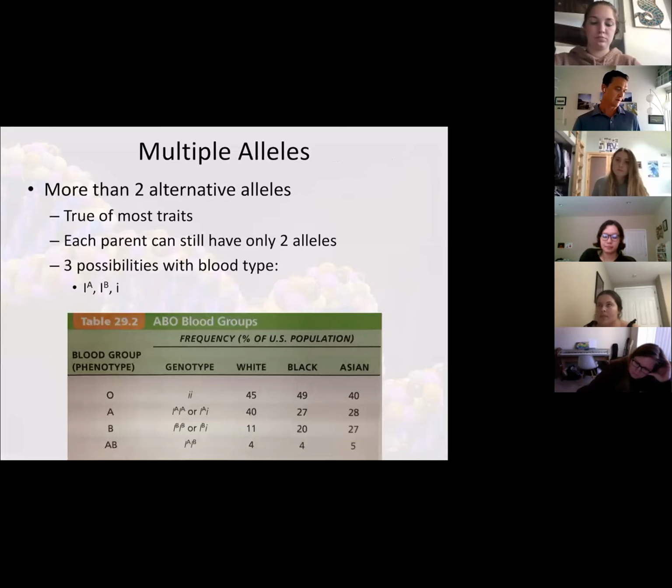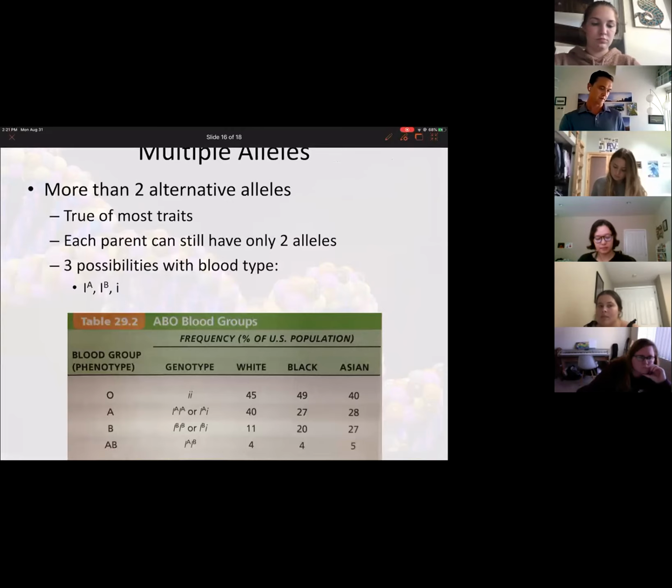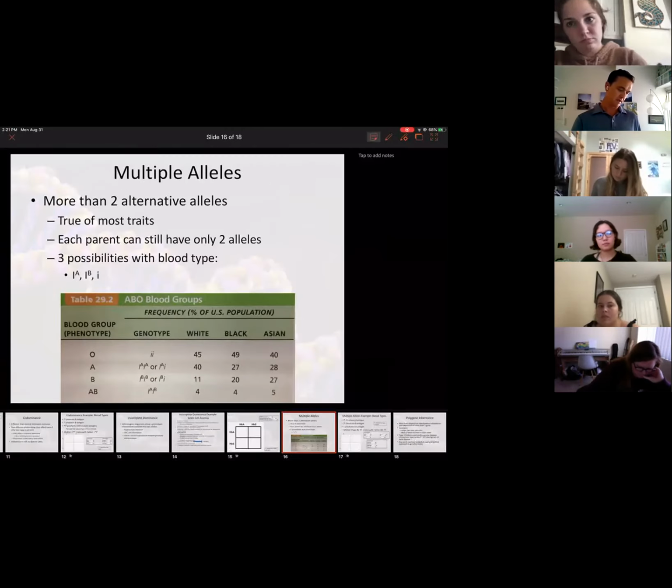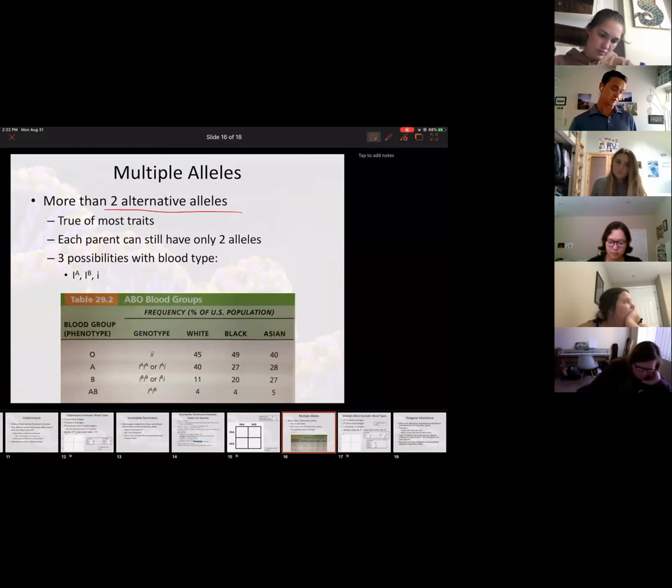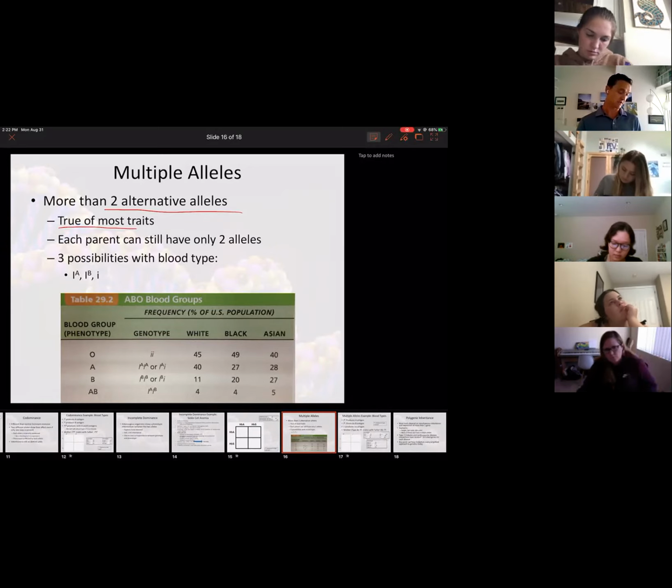Okay, so another option here is something called multiple alleles. This is when there's more than just 2 alternatives. Everything we've talked about up until now, there's only been 2 alternatives, the capital or the lowercase. So in these situations, which is really true of most traits, each parent still only has 2 alleles, but there's more than 2 possibilities.